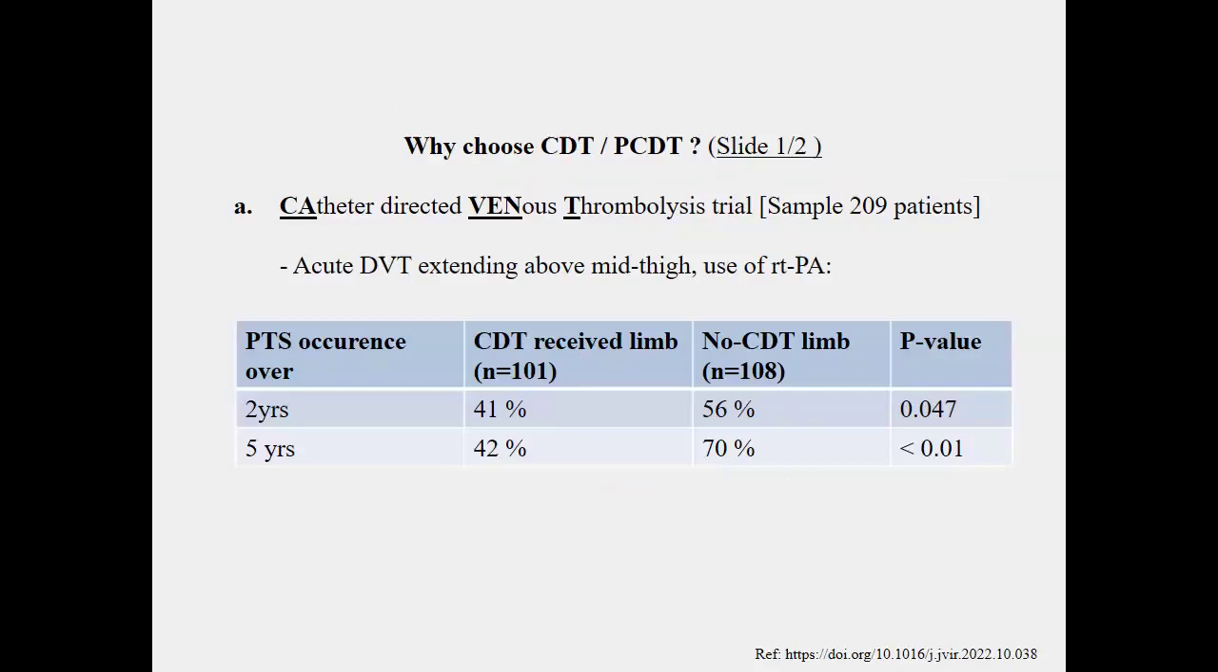One is the CaVenT trial, where patients with acute deep vein thrombosis extending above the mid-thigh were included, and they did a catheter-directed thrombolysis with fibrinolytic agent, where they could show a significant reduction in the occurrence of post-thrombotic syndrome over 2 years and 5 years period in limbs receiving the catheter-directed thrombolysis.